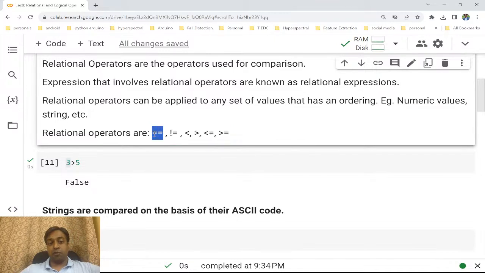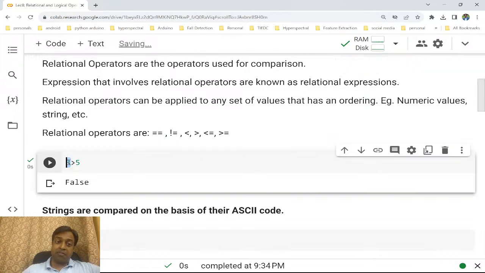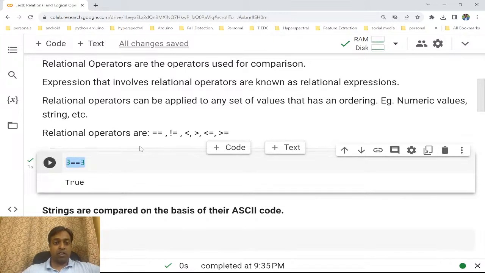The first one is for equality, where we compare whether the operands on the left side and on the right side are equal or not. For example, if I put 3 double equals 5, it is false. If I write 3 double equals 3 and execute, it is true, because mathematically it is true. So double equals checks for equality, whether the two operands, one on the left side and another on the right side, are equal to each other or not.